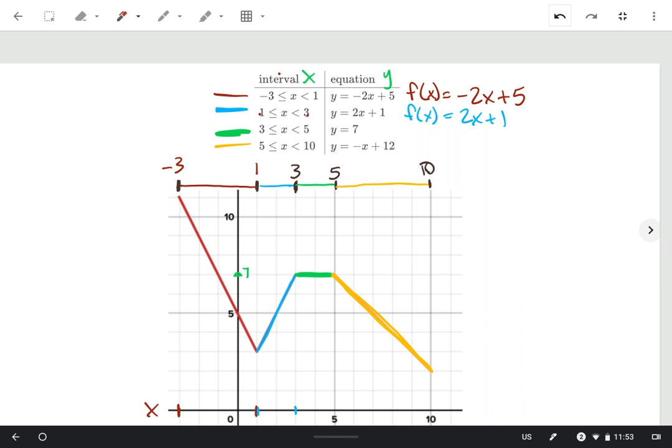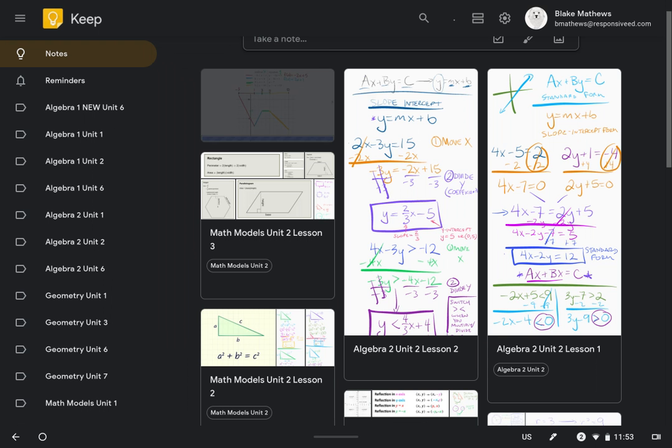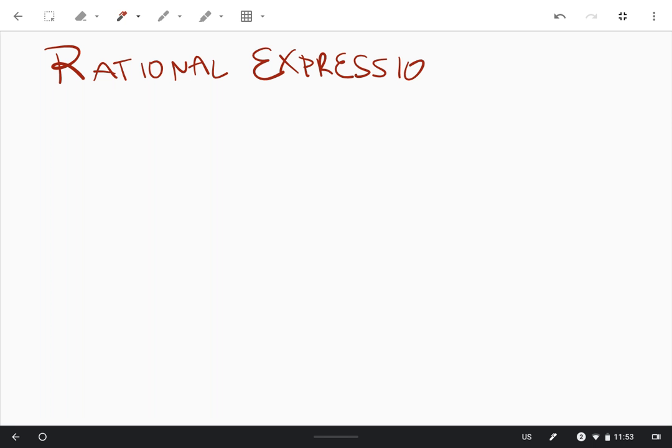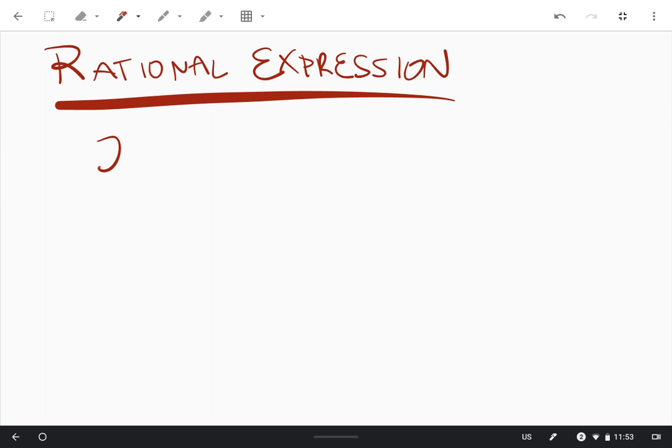So when we talk about rational expressions, the key part of the word rational is ratio. So a rational expression is any polynomials that are being divided by each other. In a sense, even a number like 2/3 could be considered a rational expression.